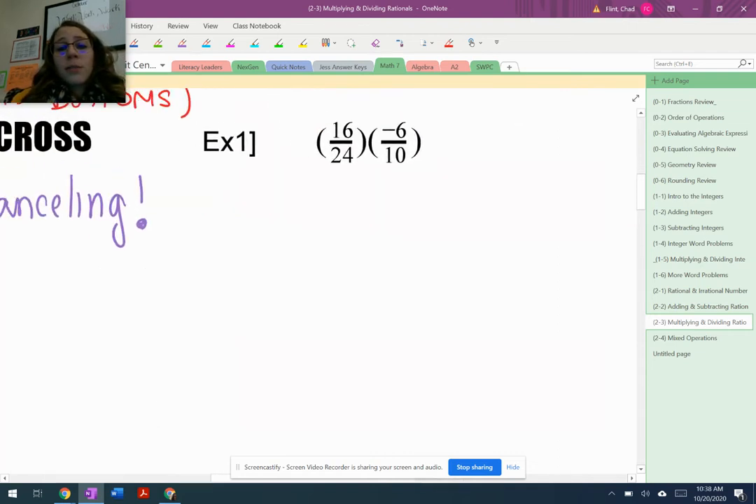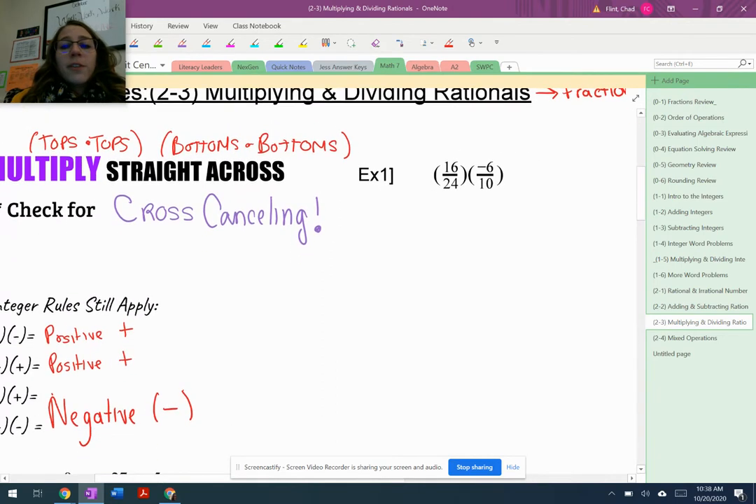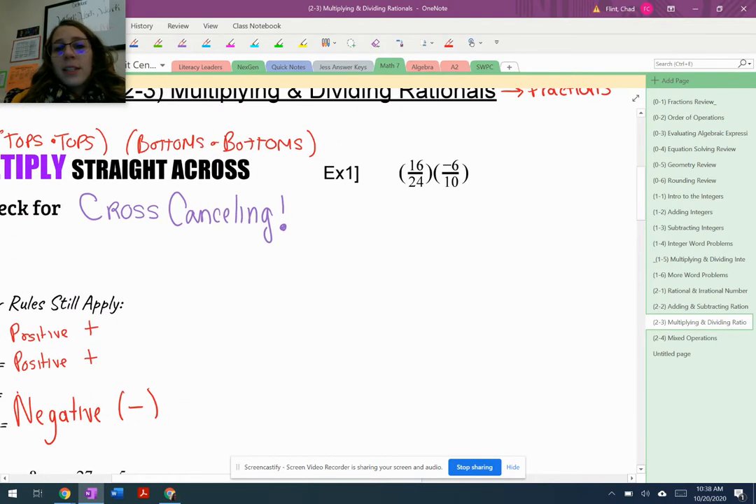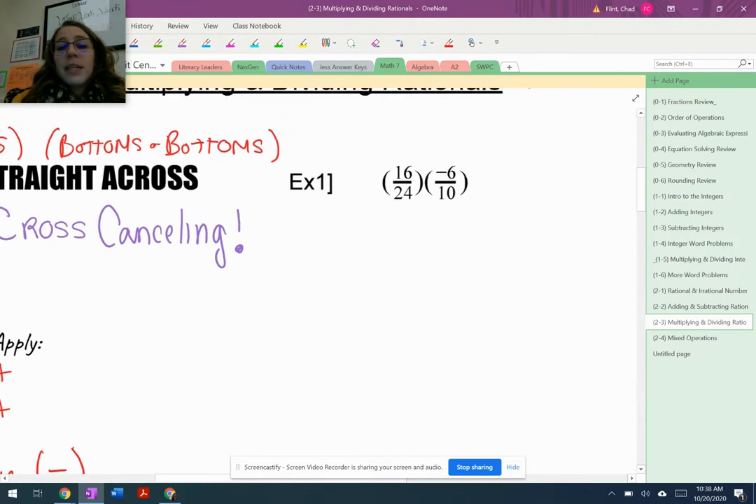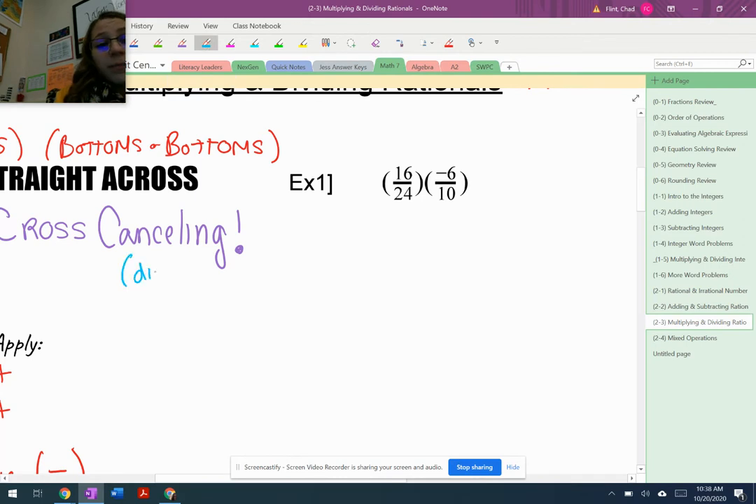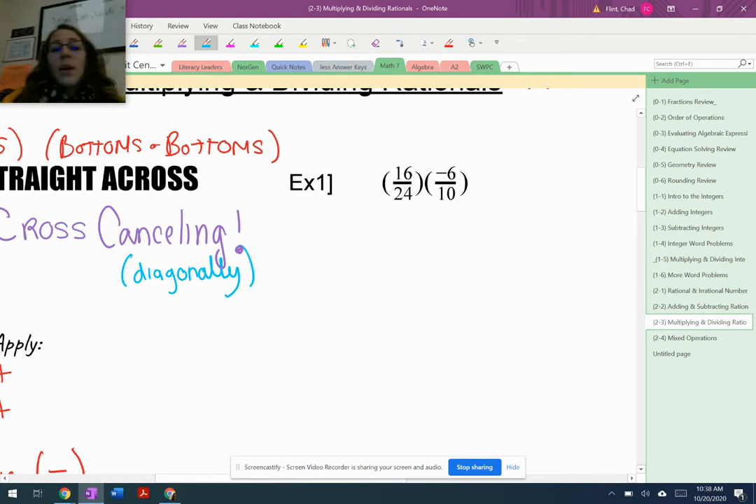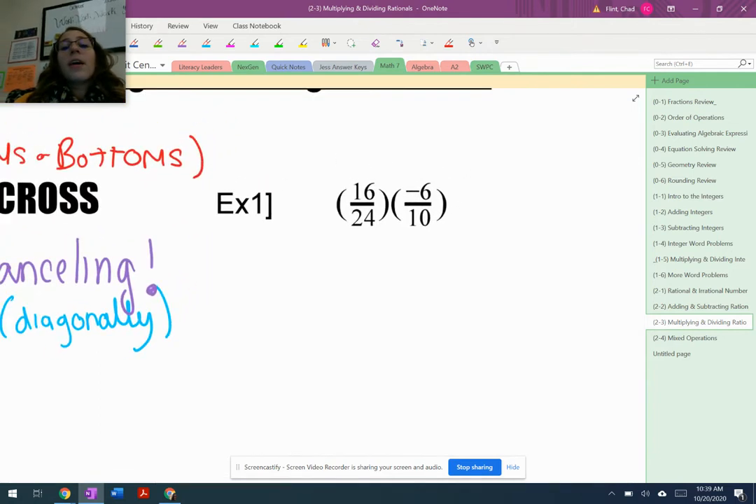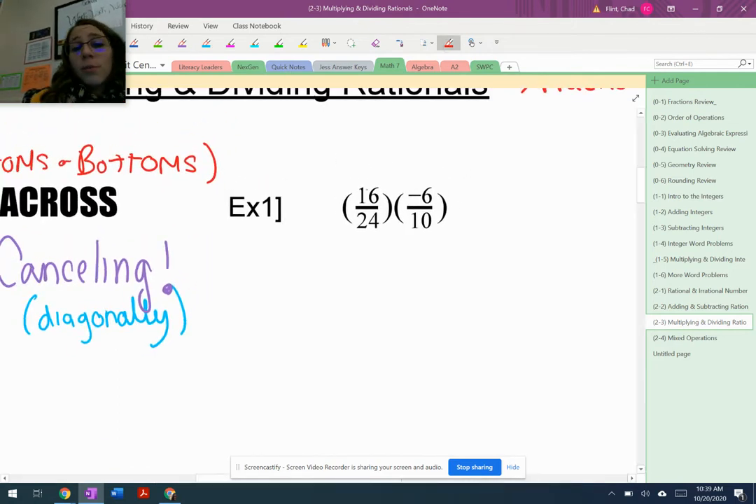So looking here at my first example, I have 16 over 24 times negative 6 over 10. So the first thing that I'm doing is checking for any cross canceling. And cross canceling, we mean diagonally. So the 16 and the 10, is there anything that goes into both 16 and 10 that I can simplify there? And there is. 2 goes into both of those.